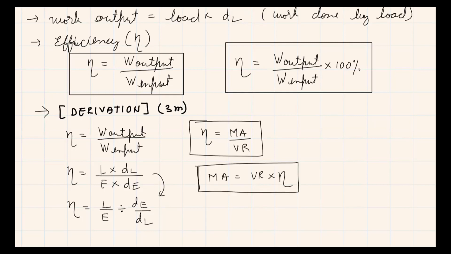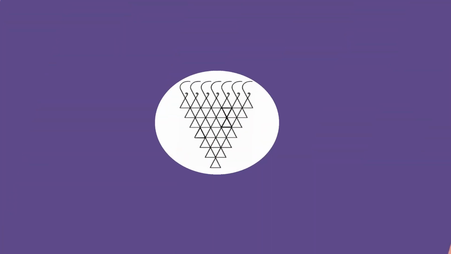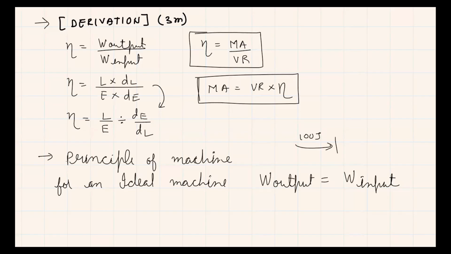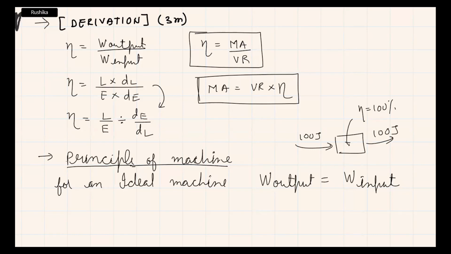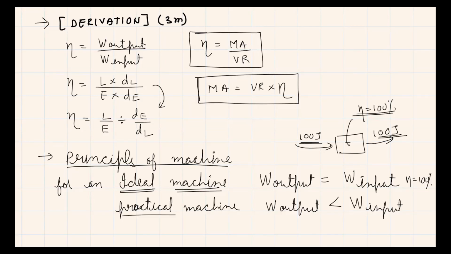This question has come previously in the exam for 3 marks. If the work that you do is 100 joule in a machine, and the machine can give you 100 joule out, that will be an efficiency of 100%. Now over here, what I'm trying to tell you is, efficiency of a machine means what? If you put in some effort, how much gets out? How much does the machine do? So if you are giving 100 joules and the machine is able to give out 100 joules, that means the efficiency is 100%. Now, this is only in the case of an ideal machine. In a practical machine, the work output is less than work input, and the efficiency is less than 100%.